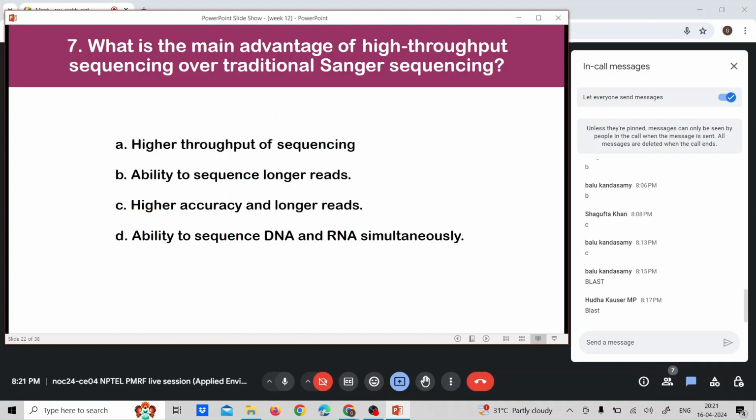So here is the next question about sequencing. I hope you all remember Sanger sequencing; I explained it clearly. Here the question is about comparing high throughput sequencing methods and Sanger sequencing.